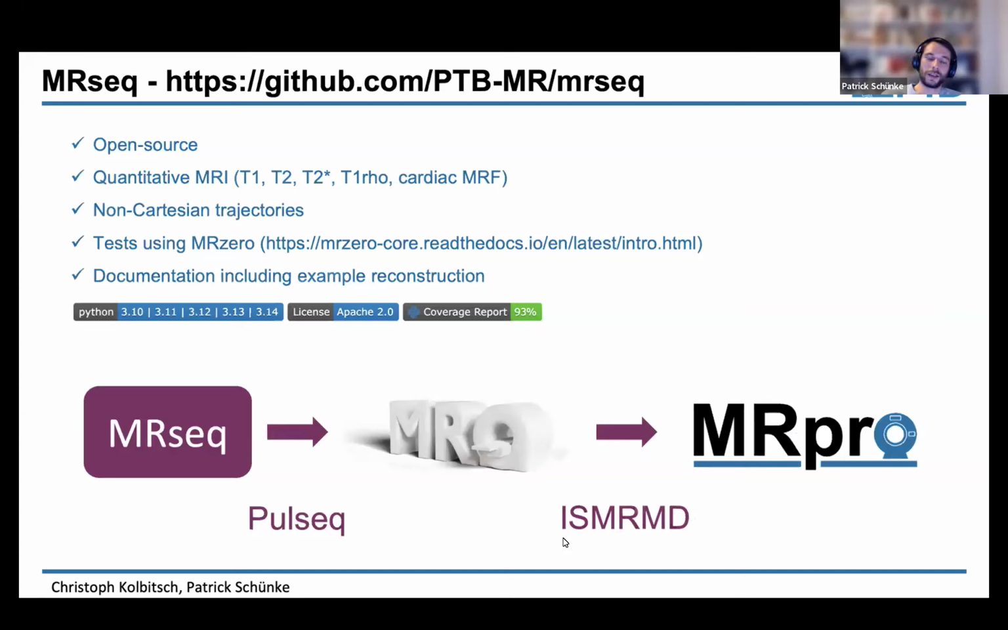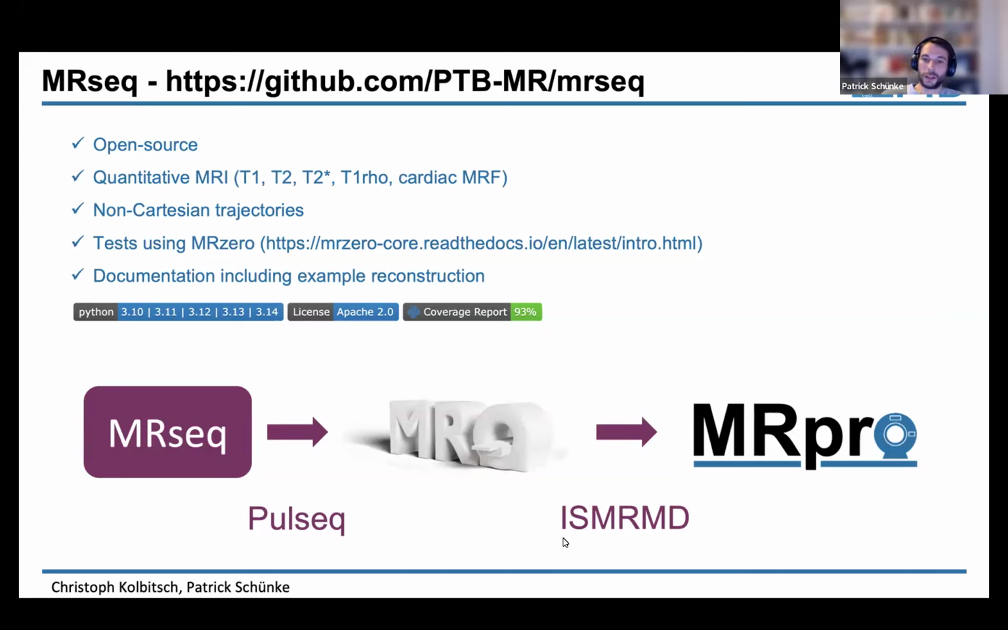So basically MRSec is our own repository for open source Pulseq sequences with a strong focus on quantitative MRI, like T1, T2, T2 star, T1 rho, and also fingerprinting that I just mentioned, with different trajectories, Cartesian and non-Cartesian.